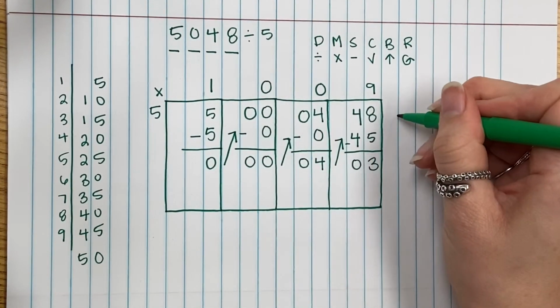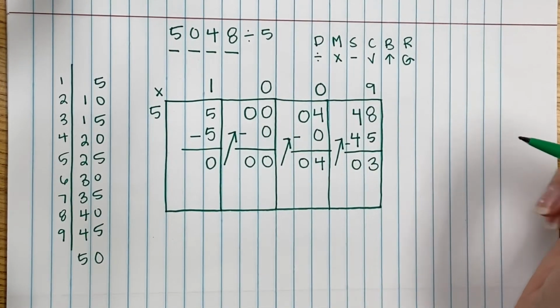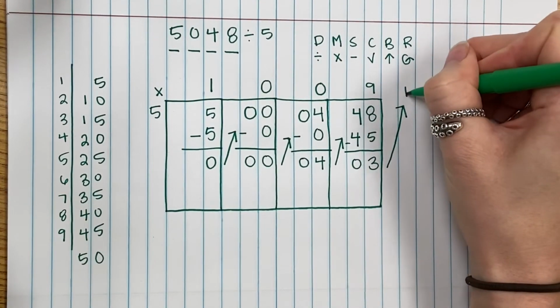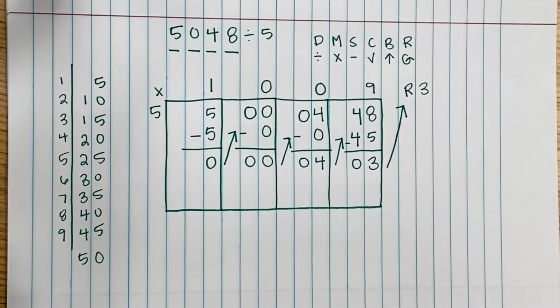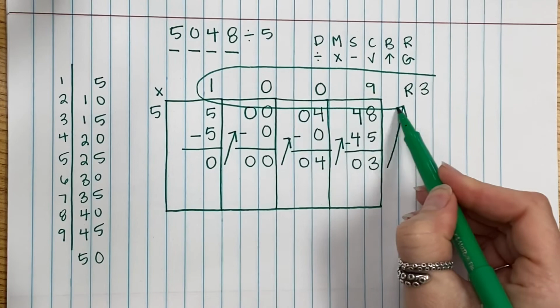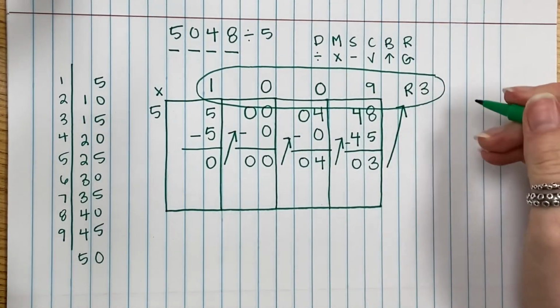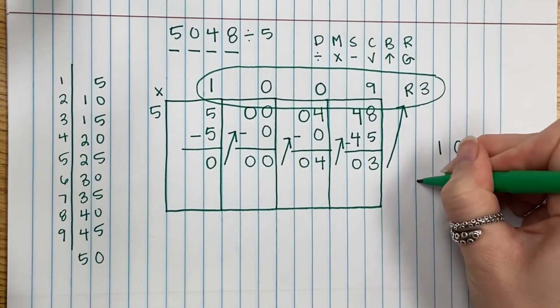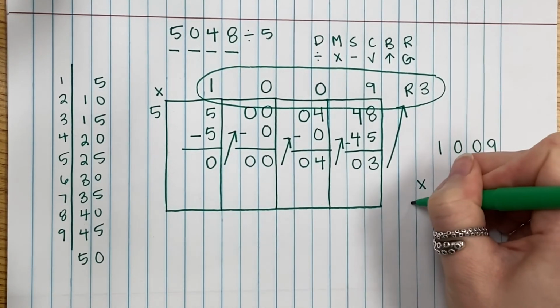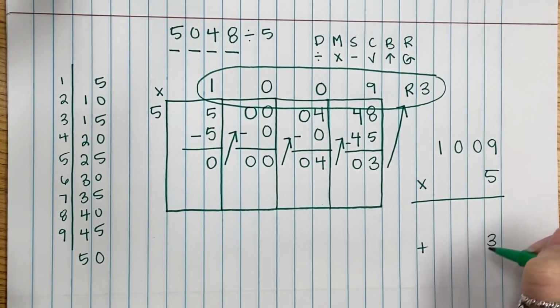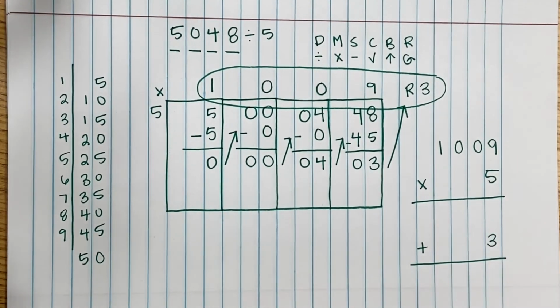If it is, I can go ahead and bring it up to the next box, but I don't have another box. So when I bring this number up, it's going to become the remainder in my quotient. So my quotient is 1009 with a remainder of 3. And I can check my work by multiplying 1009 times 5. And then once I get that product, I'm going to add the 3, and I should get a product of 5,048.